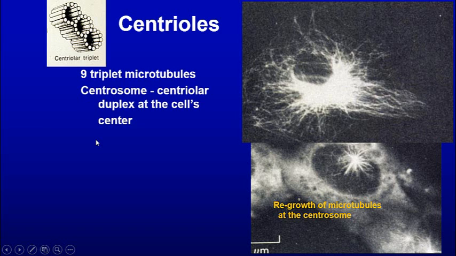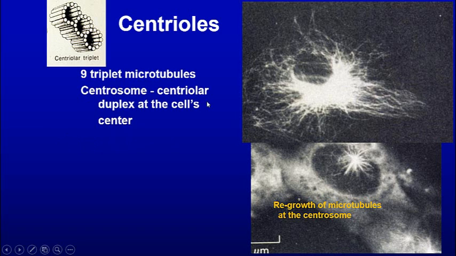Now in the centriole, we see the centriole right here. There's a nucleus here of the cell. This is where the cell was treated with colchicine and then allowed to recover. And here you can see that microtubules are radiating from the centriole. So you get regrowth from the centriole.